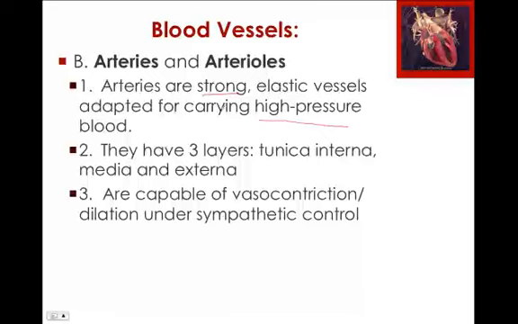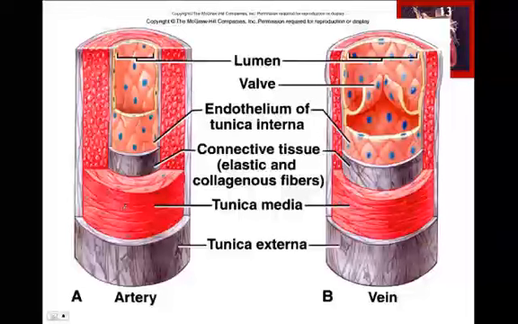They have 3 layers: the tunica interna, the tunica media, and the tunica externa. They are capable of vasoconstriction and dilation under sympathetic control. The sympathetic nervous system can cause vasoconstriction of these blood vessels when needed, or vasodilation of these blood vessels.